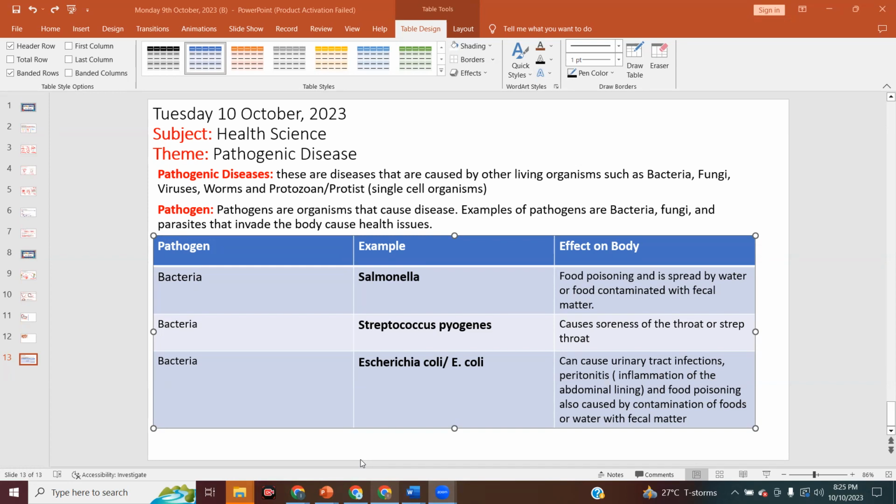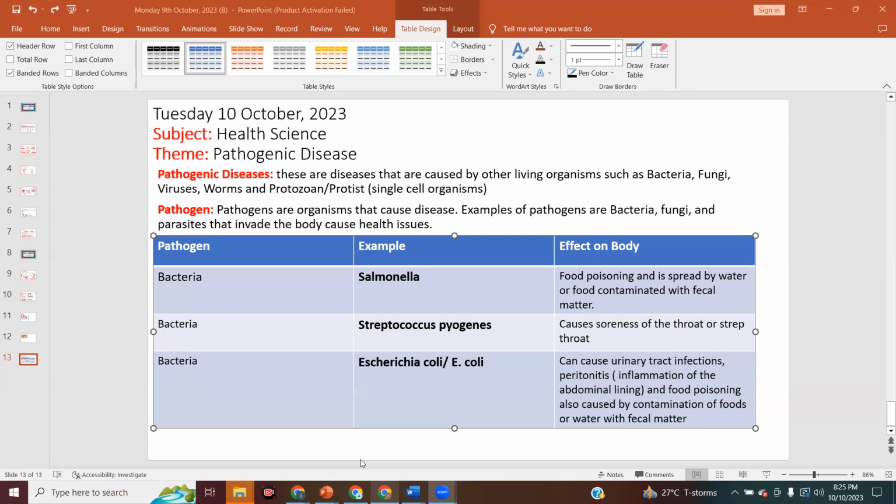Food poisoning. No, an example of a pathogen. Bacteria. Bacteria, very good. Quorai, where's Quorai? Quorai, are you there? Yes, sir. What are pathogenic diseases? These are diseases that are caused by living organisms.